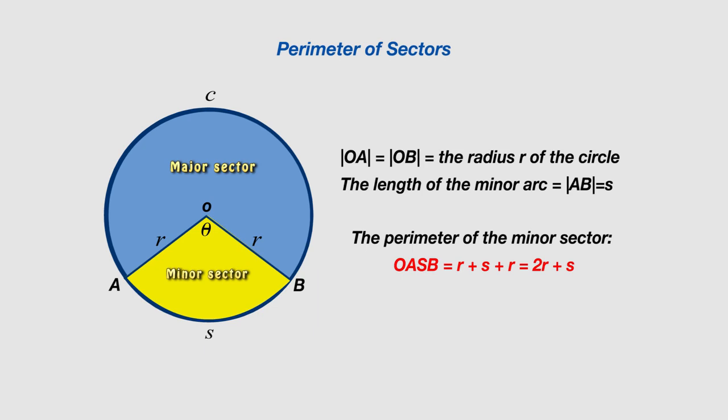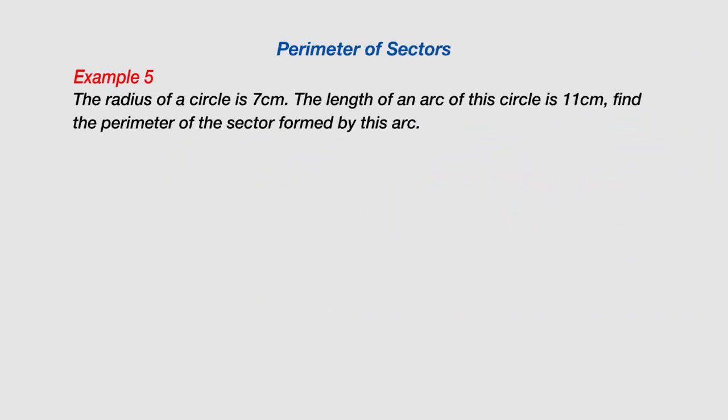Now let's look at one specific example. The question says the radius of a circle is 7 centimeters. The length of an arc of this circle is 11 centimeters. Find the perimeter of the sector formed by this arc. Now from the question, our radius r is 7 centimeters. The length of our arc, which is S, is 11 centimeters.